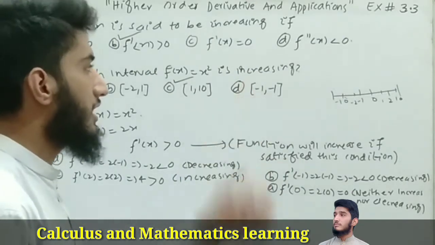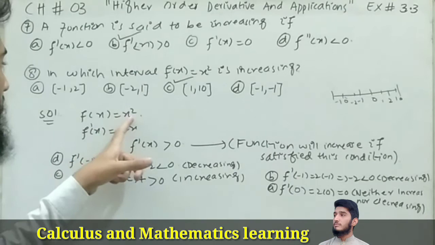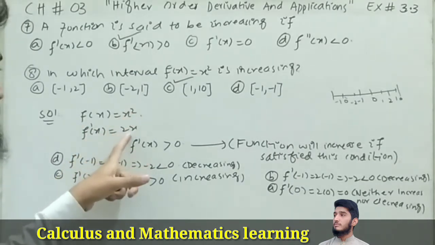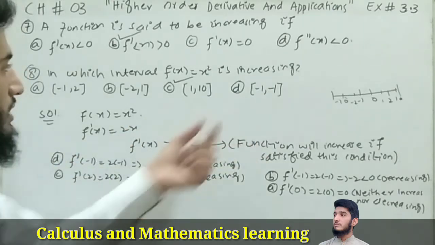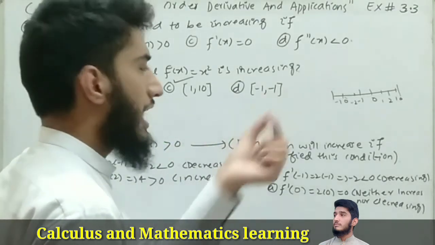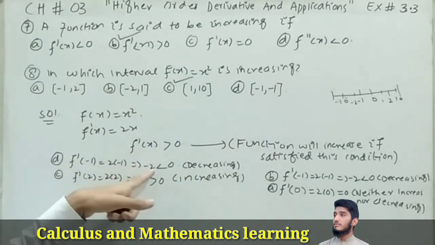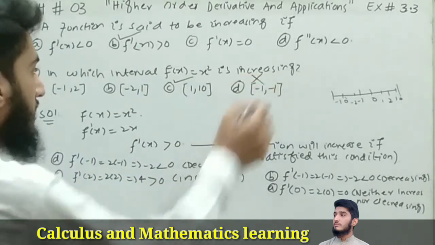Remember, for the increasing and decreasing function, we will first differentiate the given function. Our f of x is equal to x square, so the first derivative f prime of x is 2x. Now check at the interval minus 1. Let's suppose at the interval I take minus 1. So by putting minus 1 over here it gives us minus 2. It is less than 0, the function is decreasing for part number D. This is not the right option.